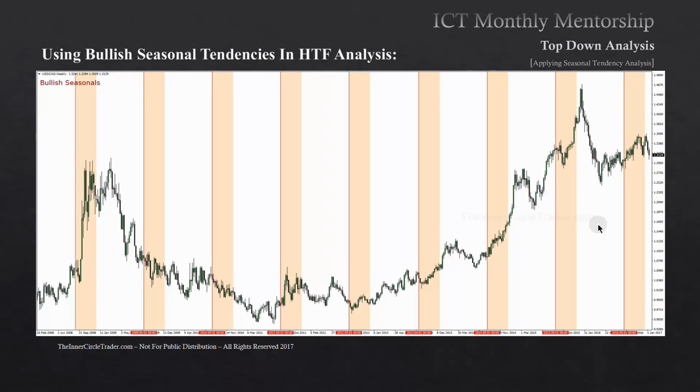What quarterly shift are you going to be looking for now? Looking for longs.